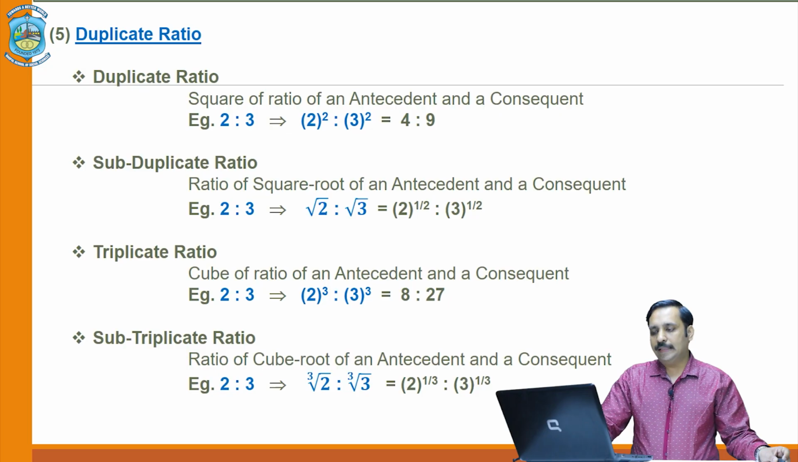The next ratio is subtriplicate ratio. Here we take the ratio of cube roots of an antecedent and a consequent. For example, we have the ratio 2:3. If we take a ratio of the third root of 2 with the third root of 3, that is 2 raised to power 1 by 3 is to 3 raised to power 1 by 3, this is called subtriplicate ratio.